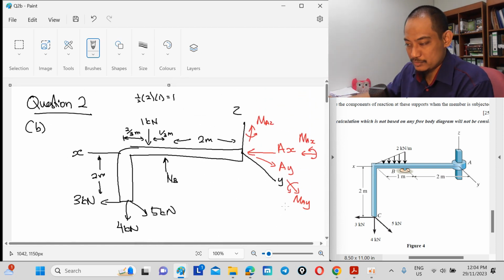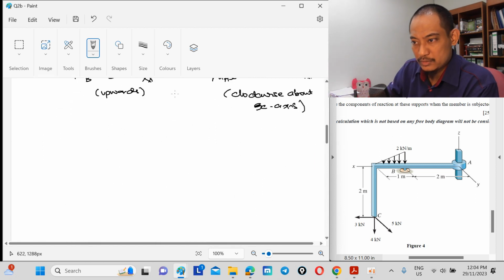My writing is already messy. Okay, what about MAY? We have a lot for y, right? Because NB also rotates, 1 also rotates, 3 also rotates, 4 also rotates. Let's do z first. Anything rotate about z? NB no, 1 no, 3 no, 4 no, only 5. Only 5 rotates about z. So let's do that first.